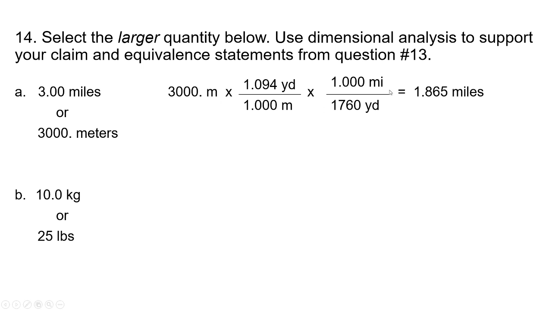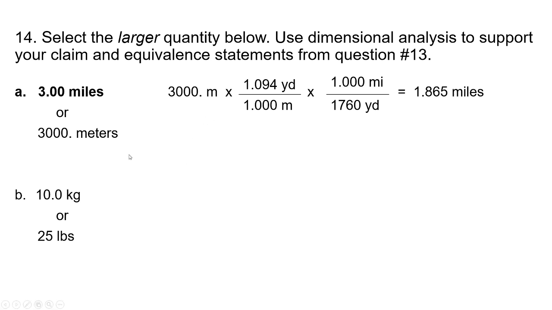When I plug it into my calculator and round for significant digits, I start with 4 digits in my problem, so I want to end with 4. That'll be 1.865 miles. So if I compare 3 miles to 1.865 miles, which is going to be larger, 3 miles or 3,000 meters? Well, looks like it's going to be 3 miles, because again, 3 miles exceeds the 1.865 when we convert meters to miles.